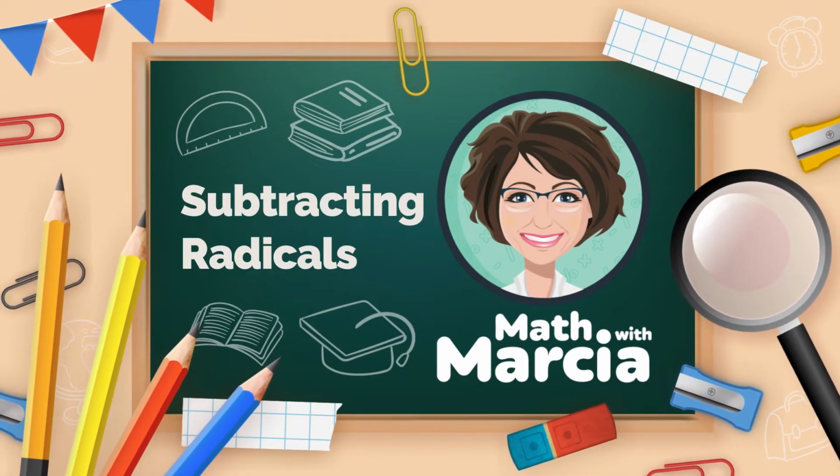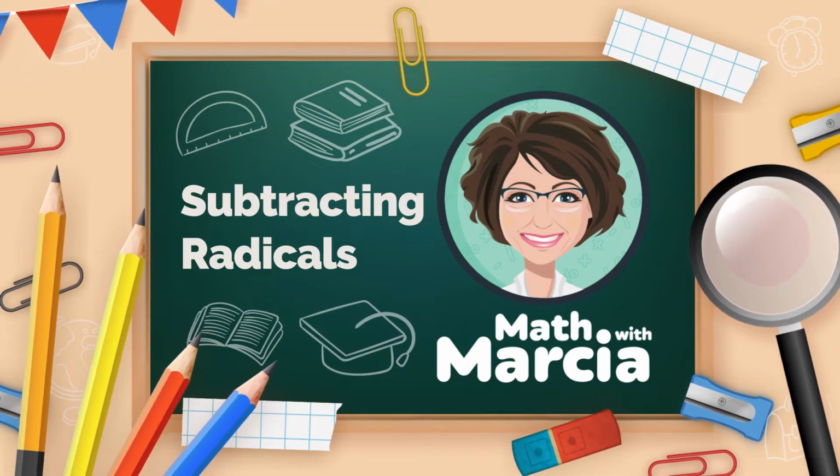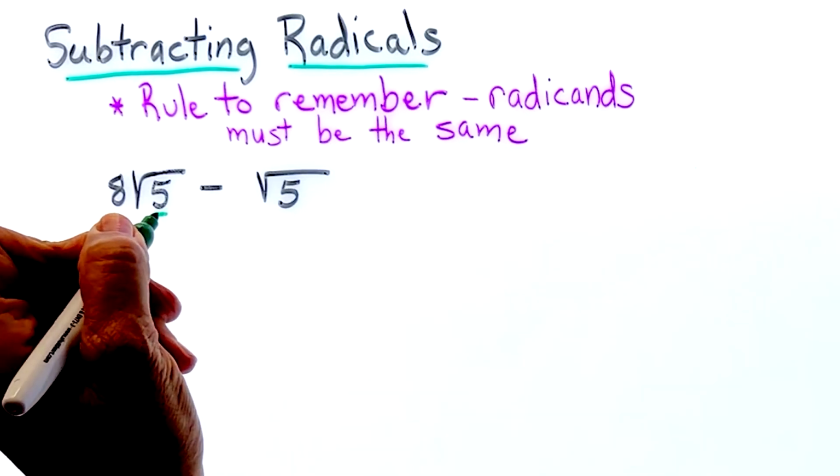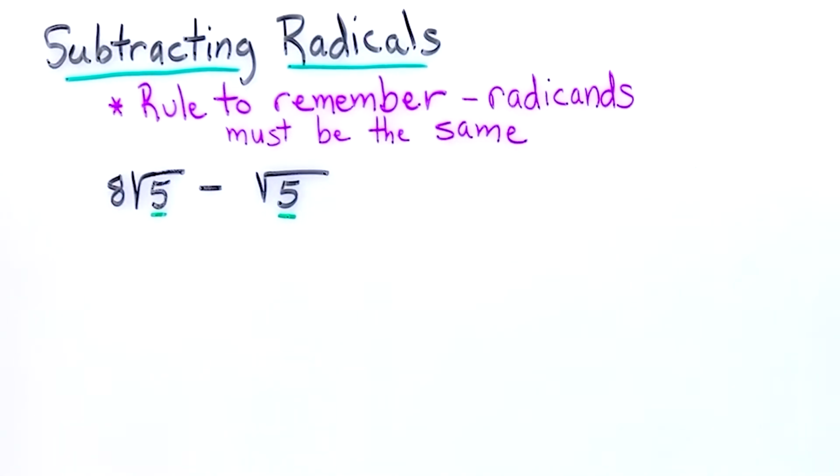This lesson is about subtracting radicals. The rule to remember, just like for adding radicals, is the radicands must be the same number. And remember, the radicand is the number inside the square root symbol. So we see that they are both 5. 8 square roots of 5 minus 1 square root of 5.